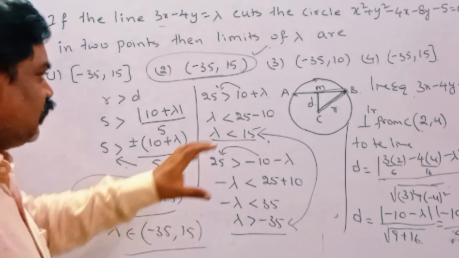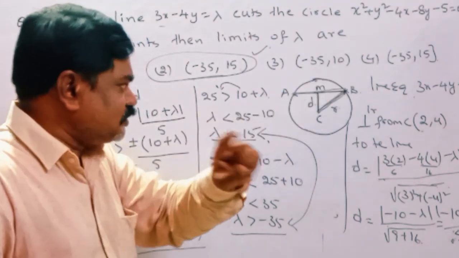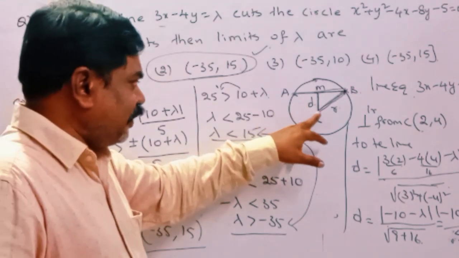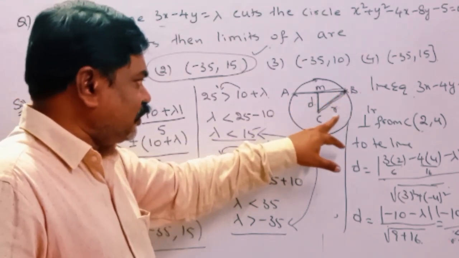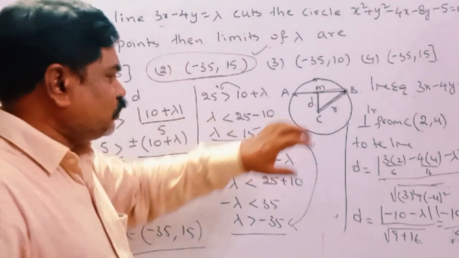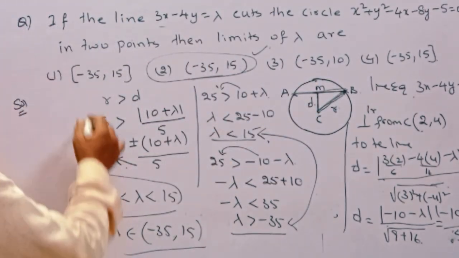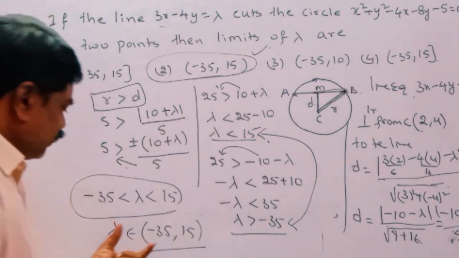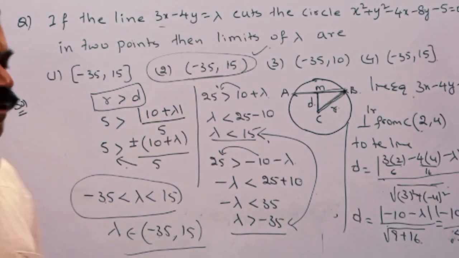Okay, all of you. Here we take the condition that is r greater than d. That is, radius of the circle is greater than perpendicular distance from center to the line. So this condition you can take and follow the simplification. You will get the given interval, limits of the lambda you will get.